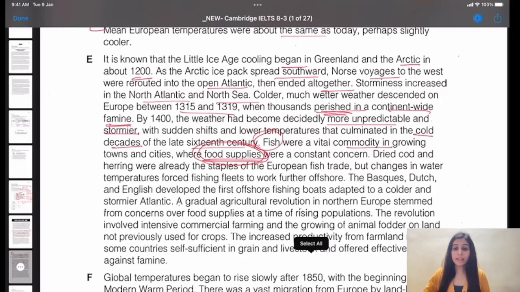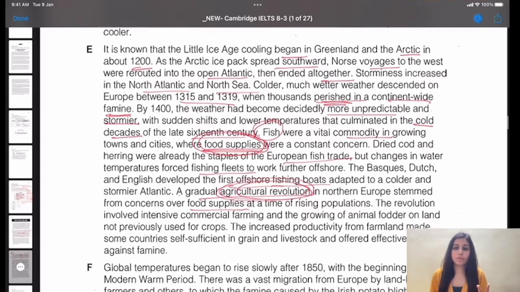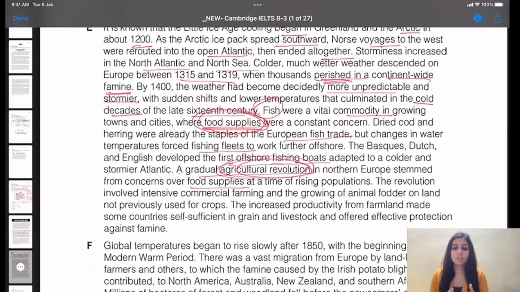We just have to match if it's exactly what we are trying to say. So again, they're talking about food in this particular paragraph. European fish trade, but changes in water temperature forced fishing fleets to work further offshore, developed first offshore fishing boats adapted to a colder climate, a gradual agricultural revolution. So there's some mention of food again, stem from concerns over food supplies at the time of rising population. So basically the population was increasing and the supplies were not in terms with the rise in population. The number of people were increasing and food supply was not sufficient for them.